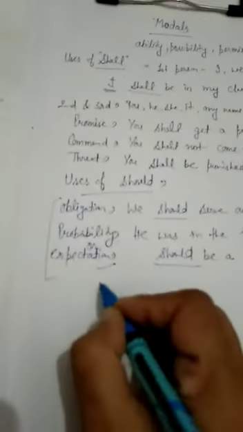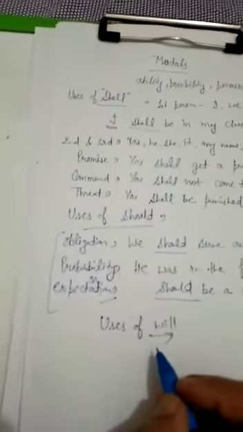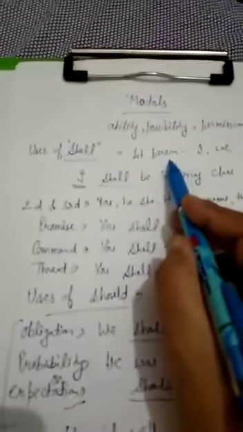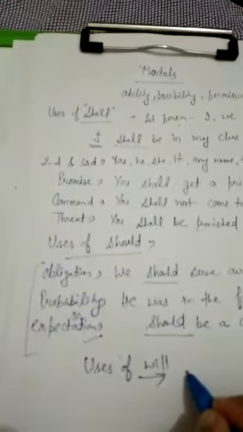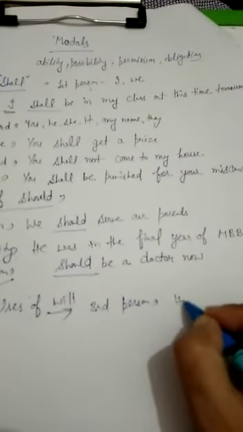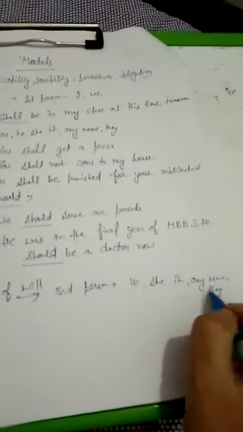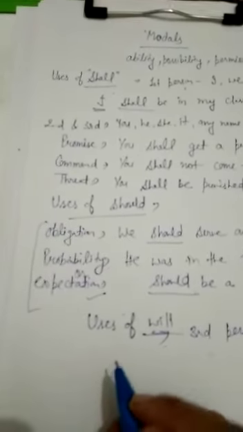Next is use of will. Use of will with the third person. Shall is used with the first person to show pure future. But will is used for pure future with the third person, the person spoken of, like he, she, it, any name and they. With the first and second person, will shows wish.